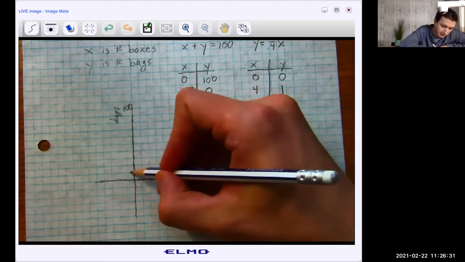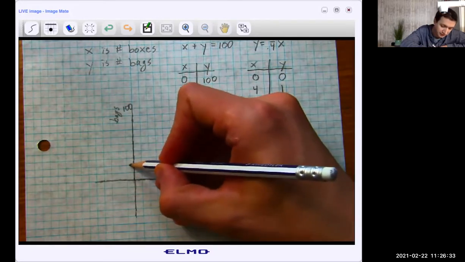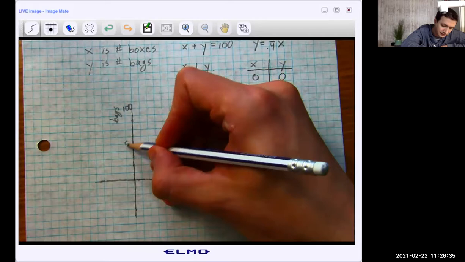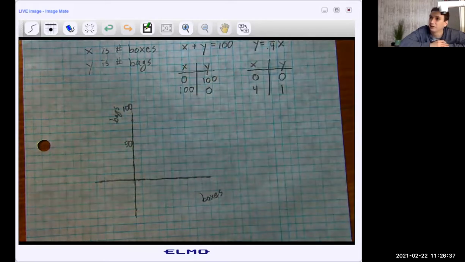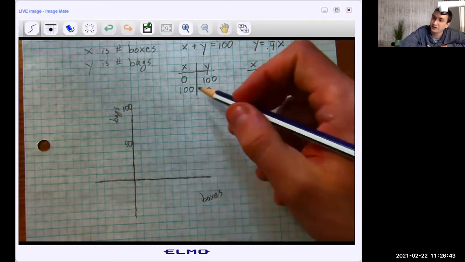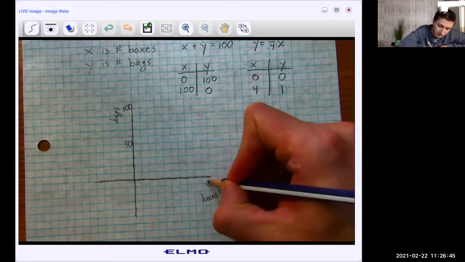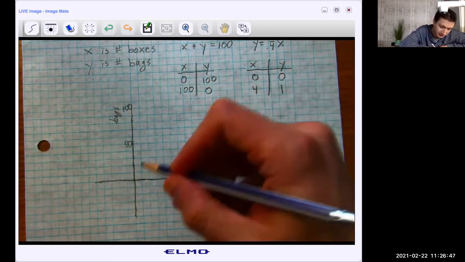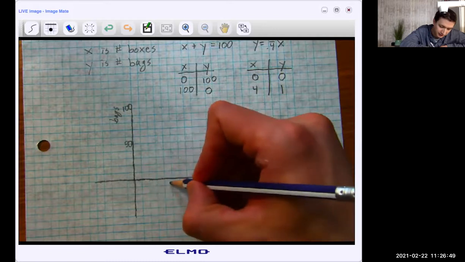So let's see, if I go halfway, it'd be at 50. So there's 10, 20, 30, 40. Here's my 50. And we're going to keep it the same down here on the other axis so that I can graph the x-intercept too. 100 boxes are out here. And then 1, 2, 3, 4, 5. Here would be the 50.